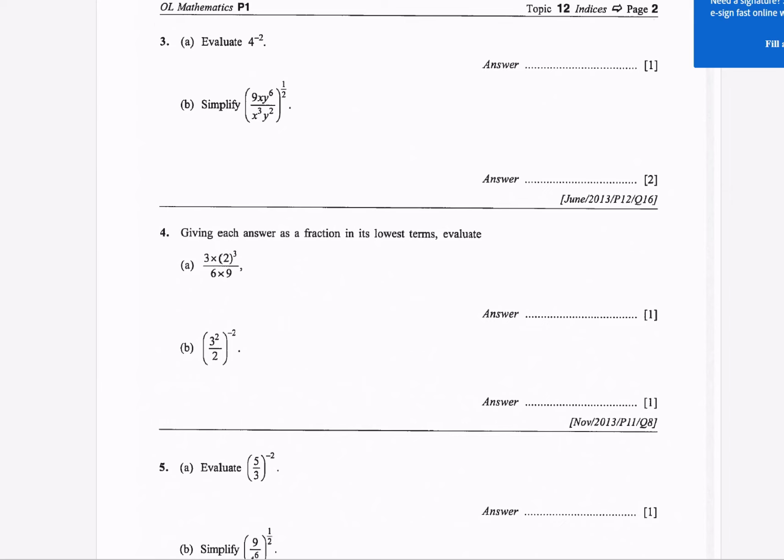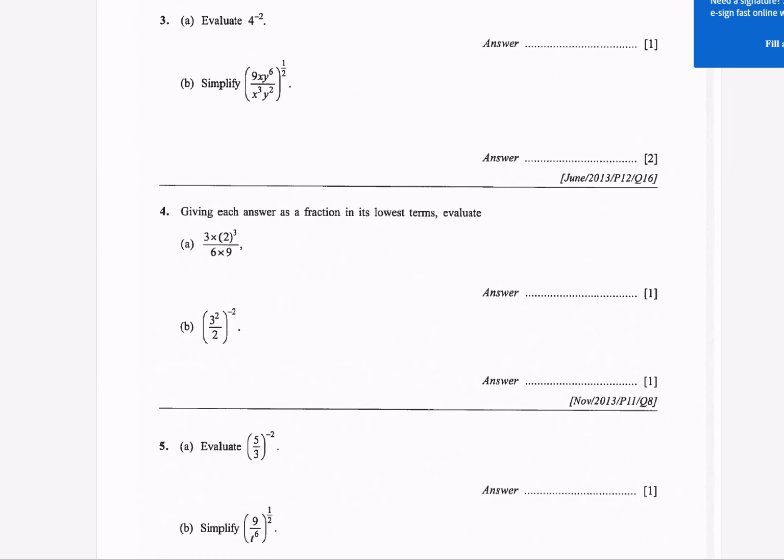Evaluate 4 power minus 2. How do we do it? It will be 1 over 4 square. 4 square is 16. 1 over 16 is our answer. This is half power. It means the whole thing is in the square root. Okay, 9 x y^6.